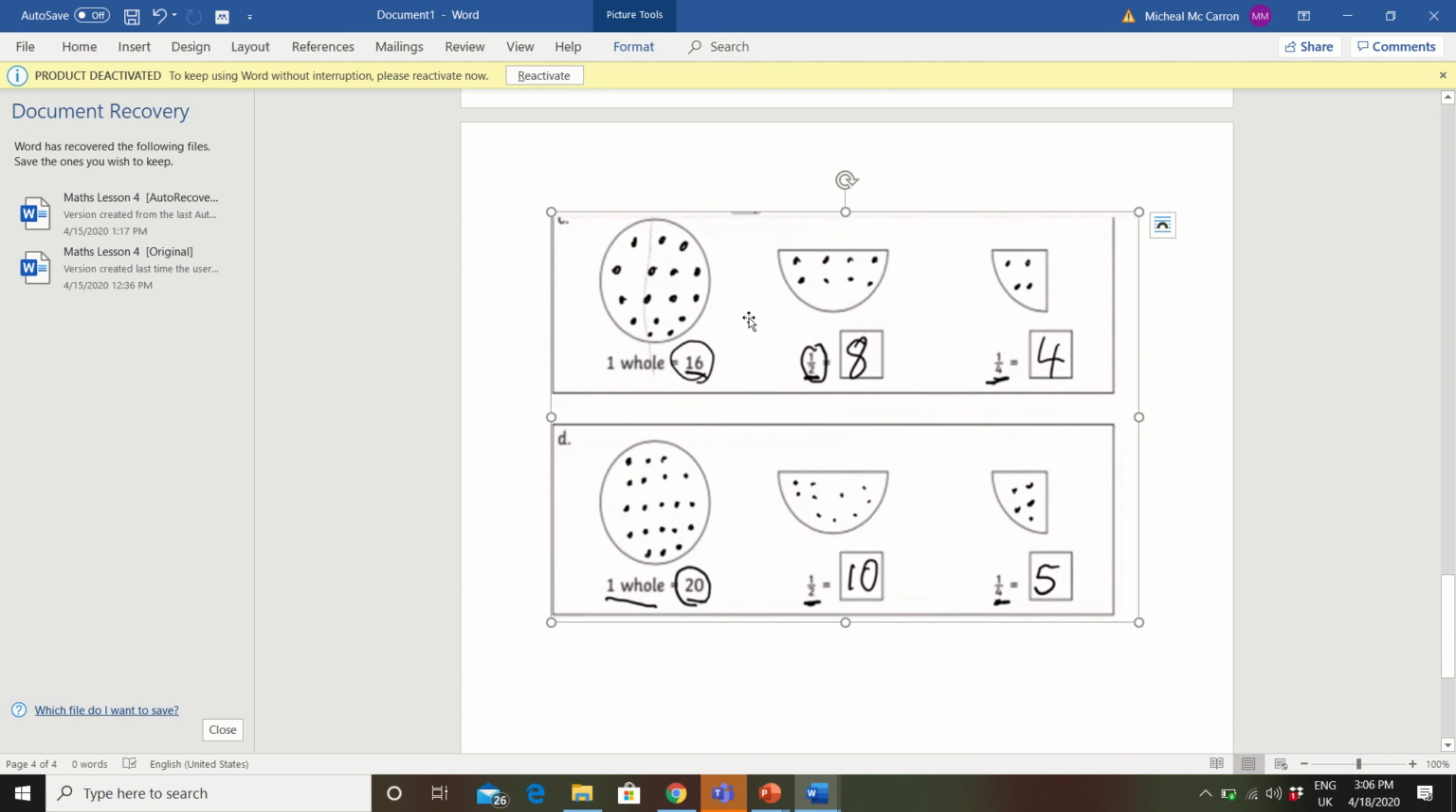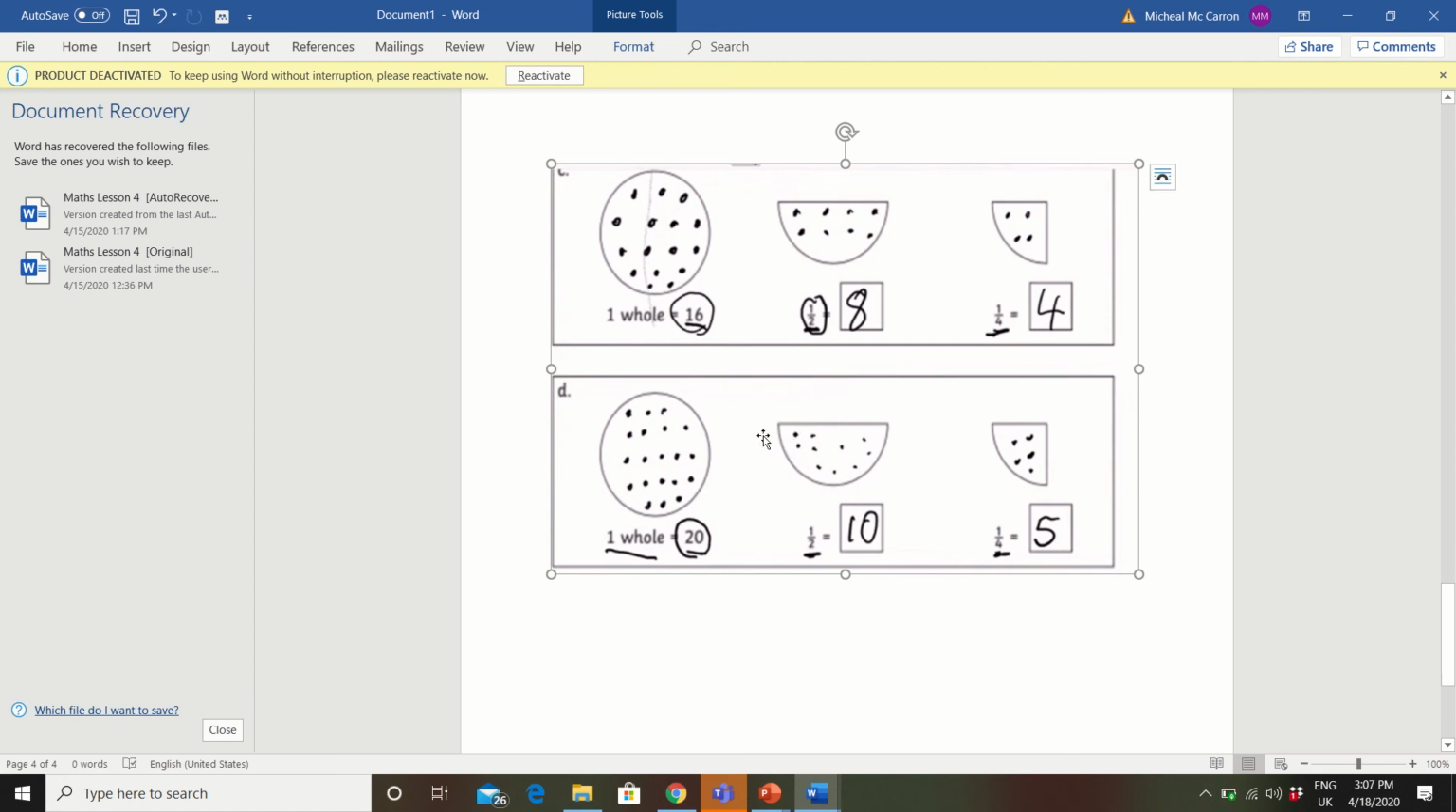C and D, there's 16 dots here in the one whole. You could either draw the 16 dots and then draw a line down, and count the dots just like I've done here. 1, 2, 3, 4, 5, 6, 7, 8. So that's 8 dots in 1/2. Or you could do 16 divided by the denominator. 16 divided by 2 is 8. If you count the dots in 1 quarter, you get 1, 2, 3, 4. 4 dots. 16 divided by the denominator 4 is 4. So 16 divided by 2 is 8, and 16 divided by 4 is 4.